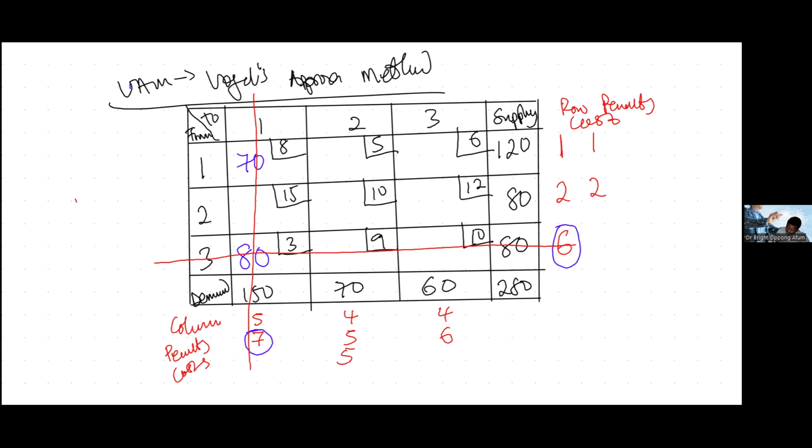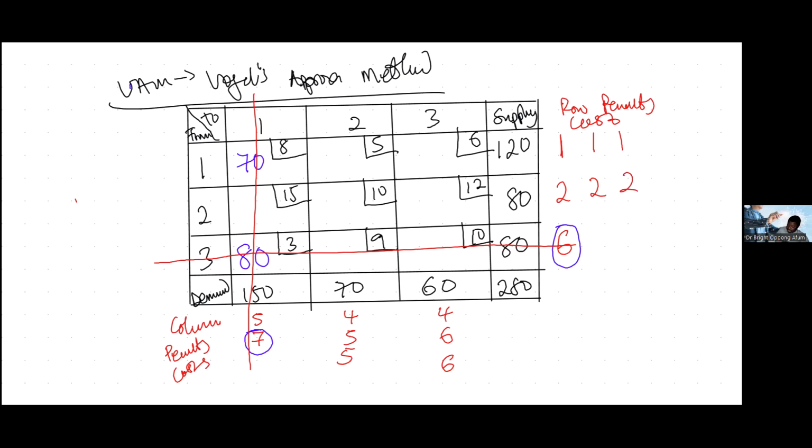Column 3, the minimum is 6. The next minimum is 12. So the difference is 6. Row 1, the minimum is 5. The next minimum is 6. So the penalty cost is 1. Row 2, the minimum is 10. The next minimum is 12. So the penalty cost is 2.